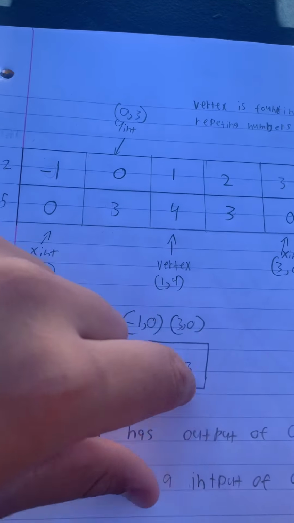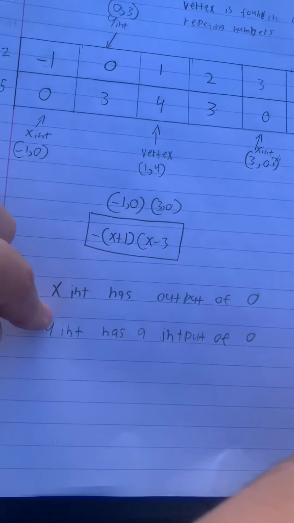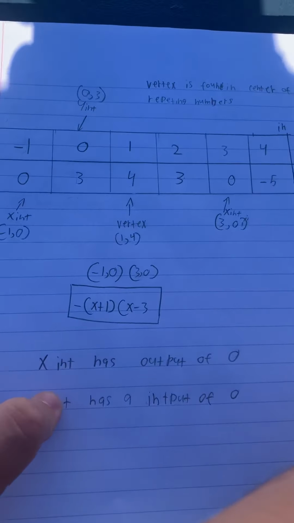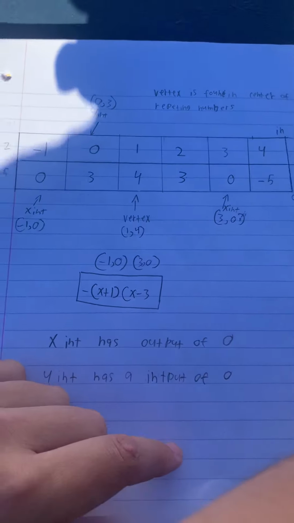I forgot to put the thing in the back. And this is our quick last explanation. The x-intercept has an output of 0, and the y-intercept has an input of 0. That's it for the video.